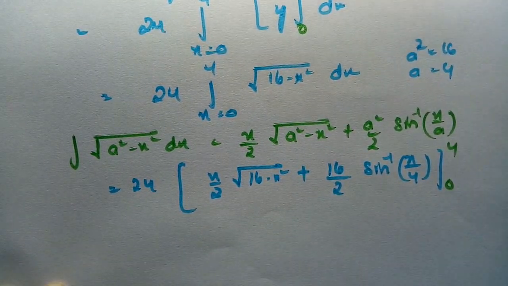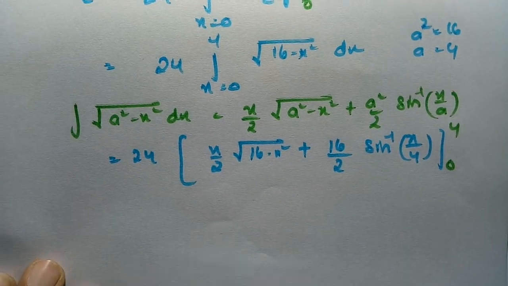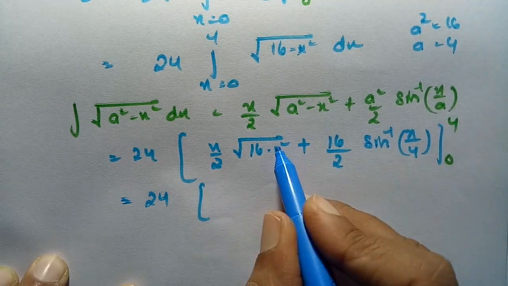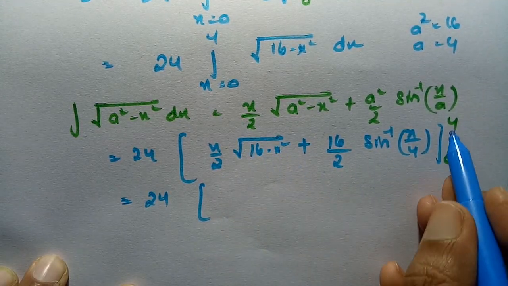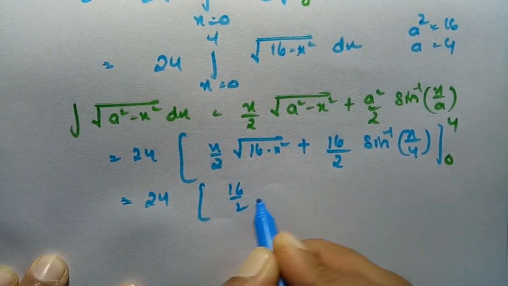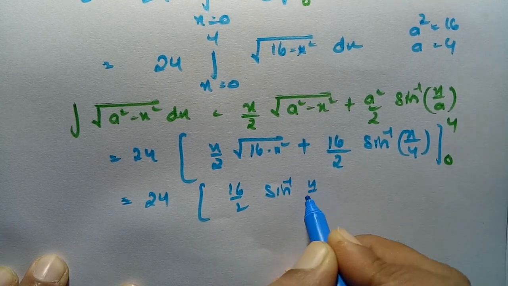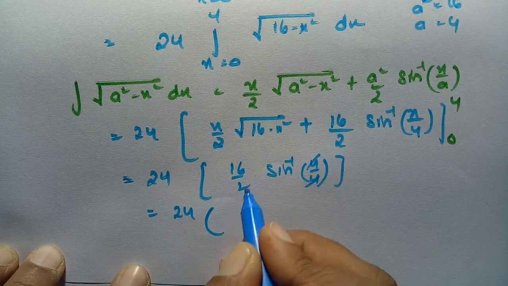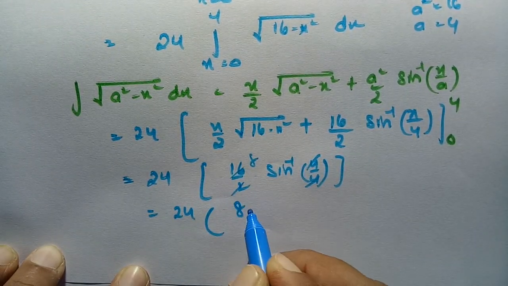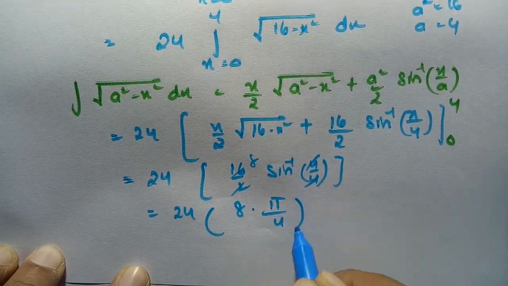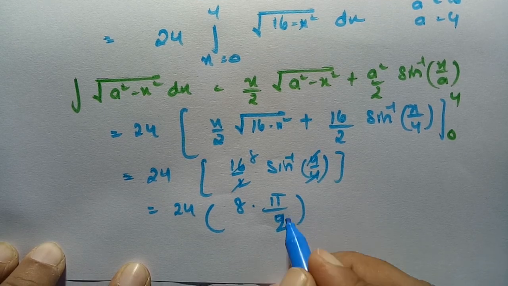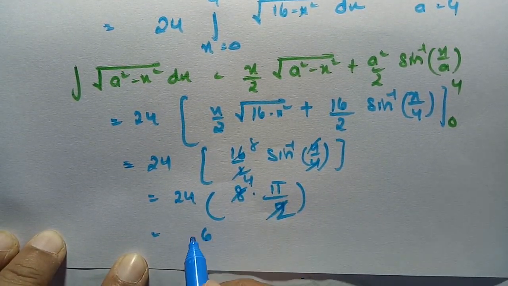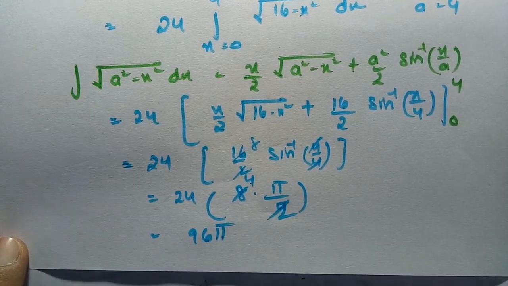So in place of x, I have to substitute 4 here. So this is 24 times: 4 square is 16, so 16 minus 16 will be 0, and if I keep the other term, that is sine inverse of 4 by 4, which is equal to sine inverse of 1. So this will be 24 times, if I cancel by 8, pi by 2, since sine inverse of 1 is pi by 2, 90 degrees. If I cancel, 4 fours are 16, 6 times 16 is 96 pi.